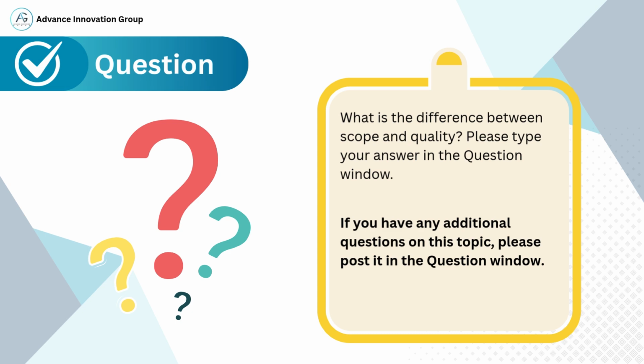In Scrum, both are balanced through continuous collaboration and frequent feedback to make sure we build the right thing and we build it right.